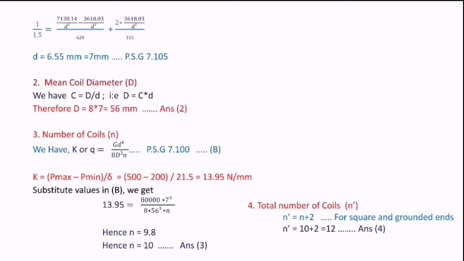Next step, as per the question, we are required to find out the total number of turns. So for total number of turns, I have the relation N dash is equal to N plus 2, assuming square and ground ends. So using N equal to 10, I will get the total number of coils, that is N dash is equal to 12. This completes the solution. Thank you.